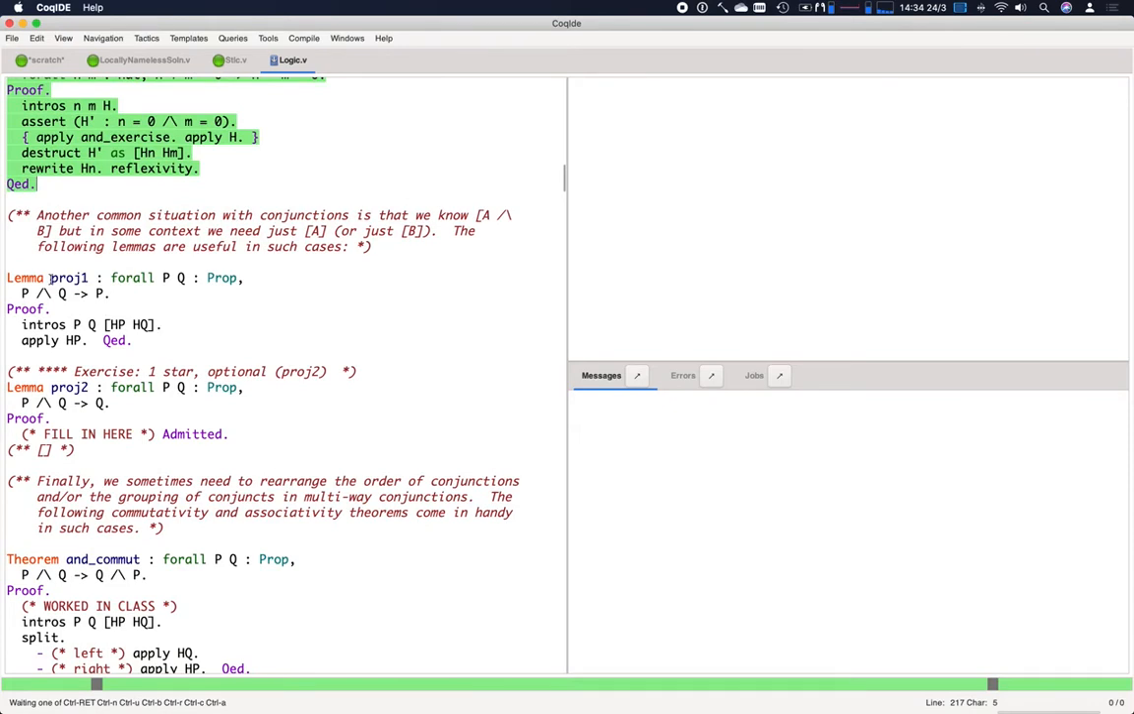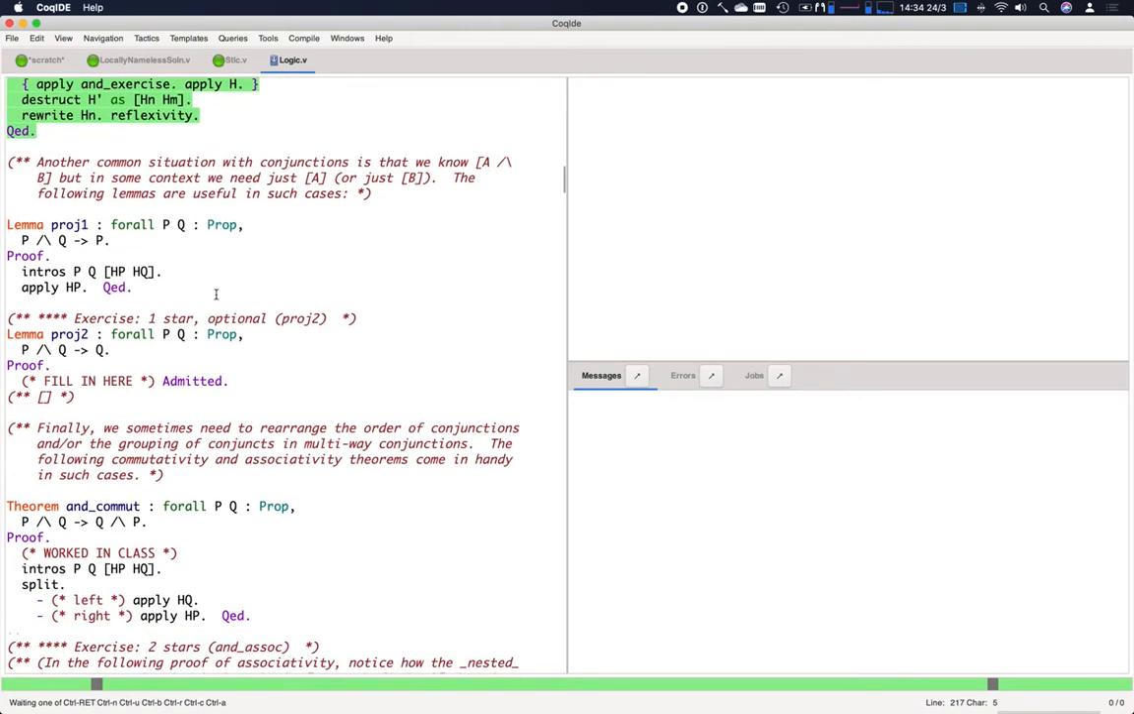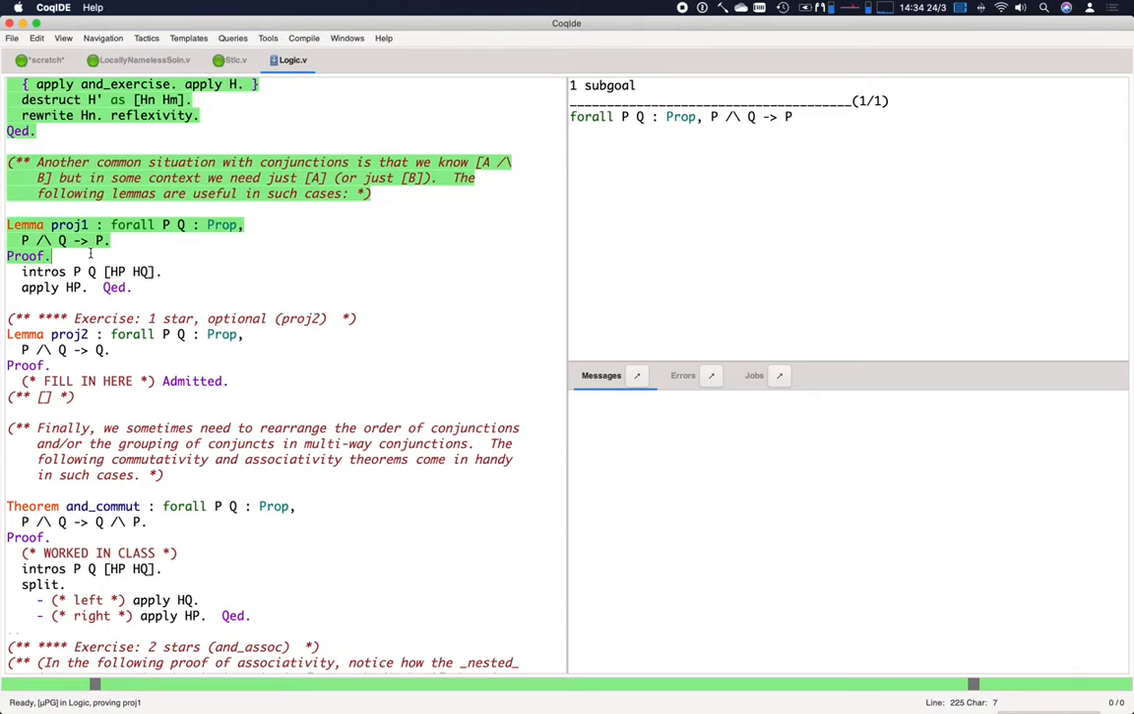So this is a general thing, you may remember this sort of thing from logic courses, if you've done that. So this is basically saying if I've got two propositions P and Q, and I know that P and Q holds, then I know that P holds. Right? It's a fairly obvious thing, and we can prove it pretty easily by just pulling apart the AND. And now we've got a proof of P called HP and a proof of Q called HQ. So we can just apply HP, okay?